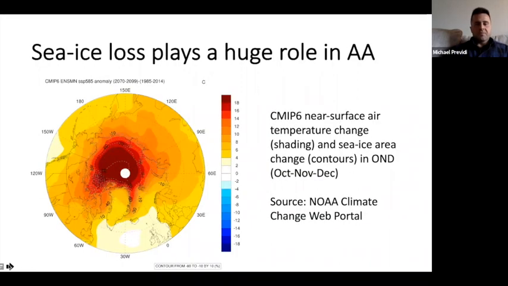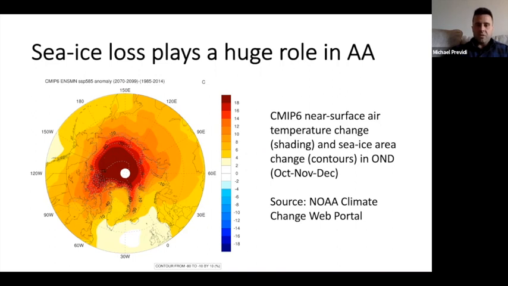So that was the first part of the talk. What is Arctic amplification? And so now I want to move into the second part of the talk, which is why does it happen? What are the physical mechanisms that cause Arctic amplification? And so this plot here, if you were able to get the second part of the exercise to work, this is the plot that you should have produced.